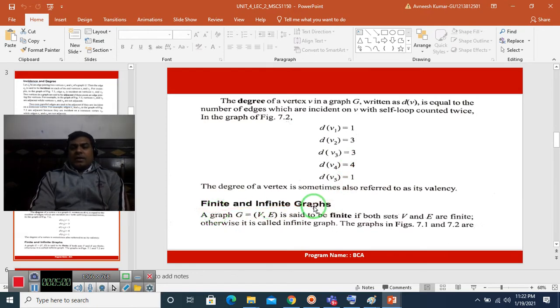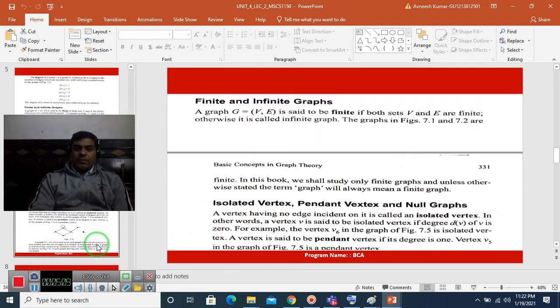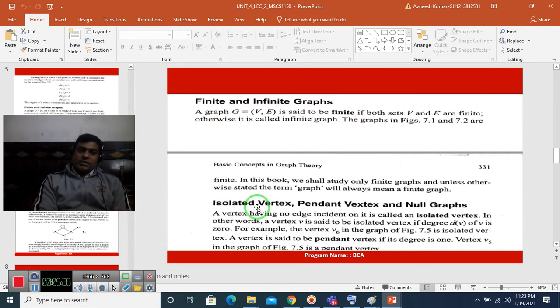Finite and infinite graph. If the number of vertices is finite, it is called a finite graph. If the number of vertices is infinite, it's called an infinite graph. Now isolated vertex, pendant vertex and null graph. An isolated vertex has no edge, no connection with the vertex. The degree of an isolated vertex is 0 because there is no edge incident on it.